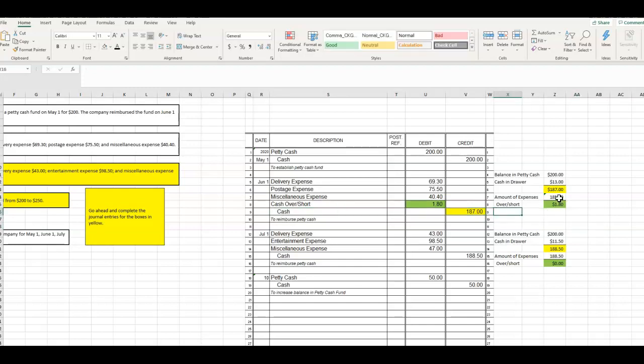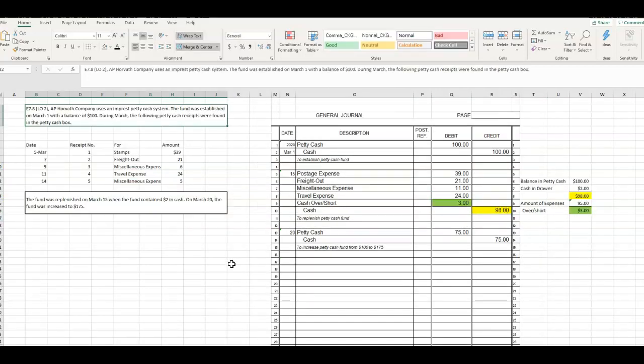I subtract from that the amount of the expenses, the receipts that I have in the drawer, and if there's a balance, if the amount of expenses is less than the amount of the cash, then it will be a debit. If the amount of expenses is more than the amount of cash, then it will be a credit to cash over short. Just make the entry balance. You know how to do that.